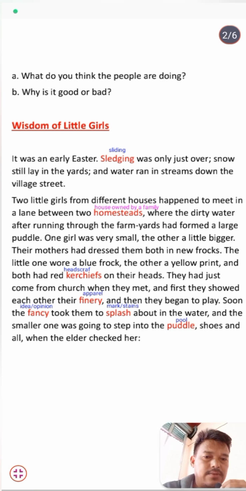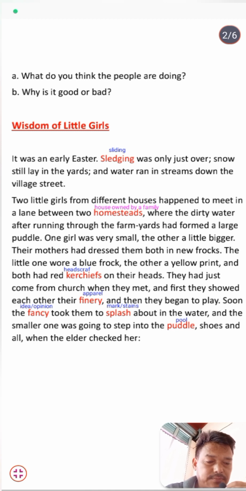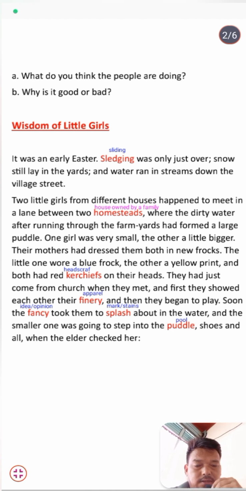What happened, students? After coming from the church, they started to show their clothes to each other, and they started to play. Very soon one idea came. What was the idea? Playing in the water. The smaller one was moving towards the pool with her shoes and all, when the elder one saw her. Now move to the next paragraph.